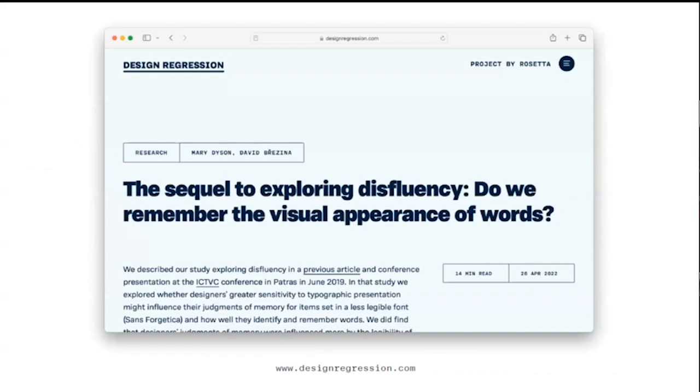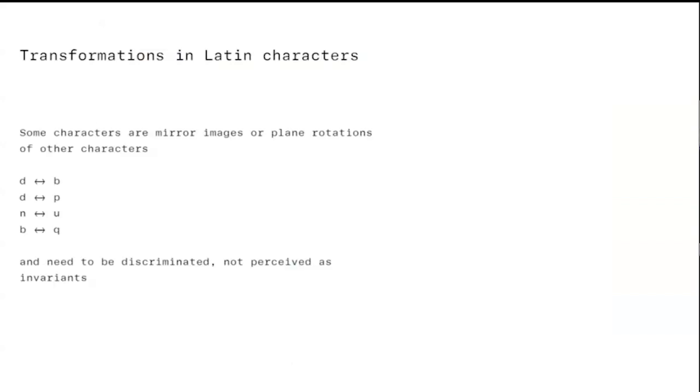information. This came up when we were doing a follow-up study on the effects of disfluency, meaning when you're reading a difficult typeface, you're able to retain more information. However, the results were inconclusive, so if you want to read about that, we can do it on designregression.com. It will come up later.